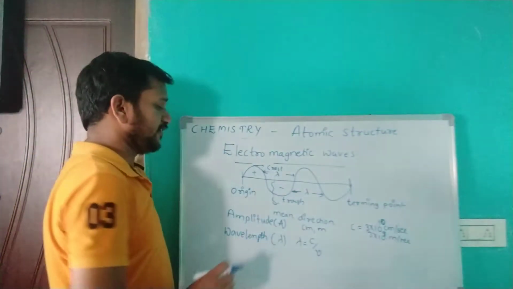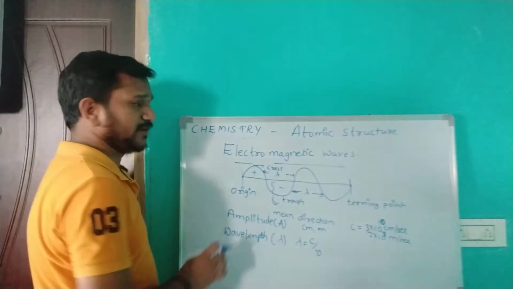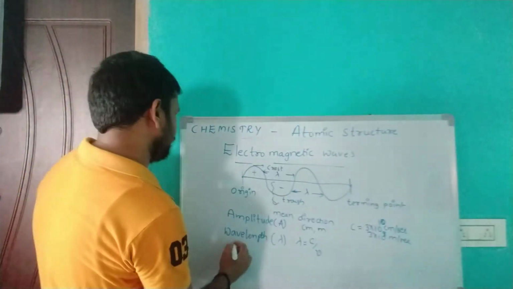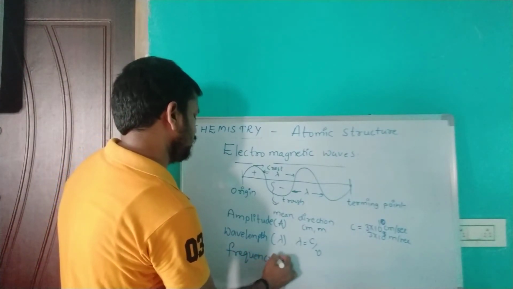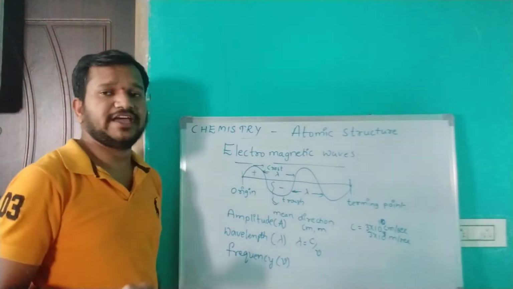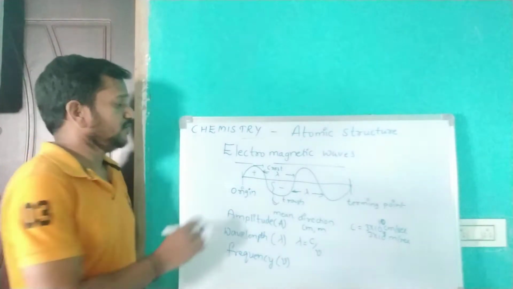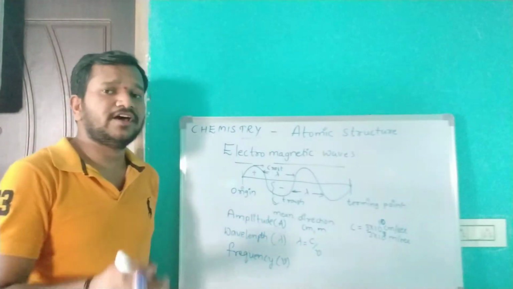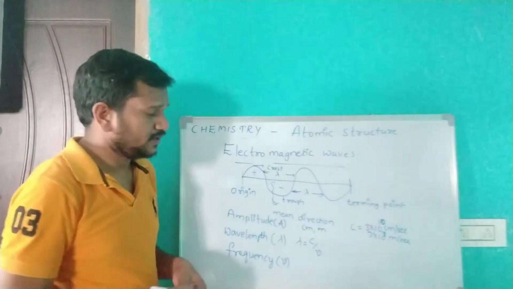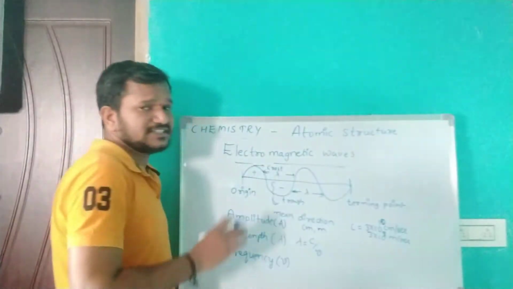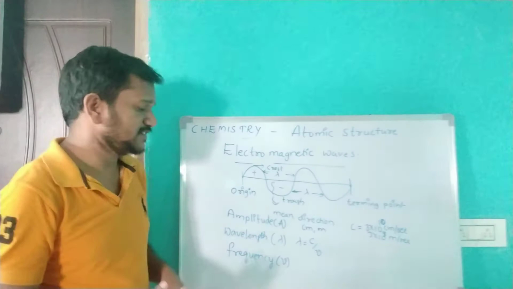Now, what is a wavelength? What is amplitude? We discussed. And the last primary property is frequency. Frequency is denoted by nu. If we take any point in the mean direction, the number of waves passed at a particular point per unit time, or per second, is known as frequency.